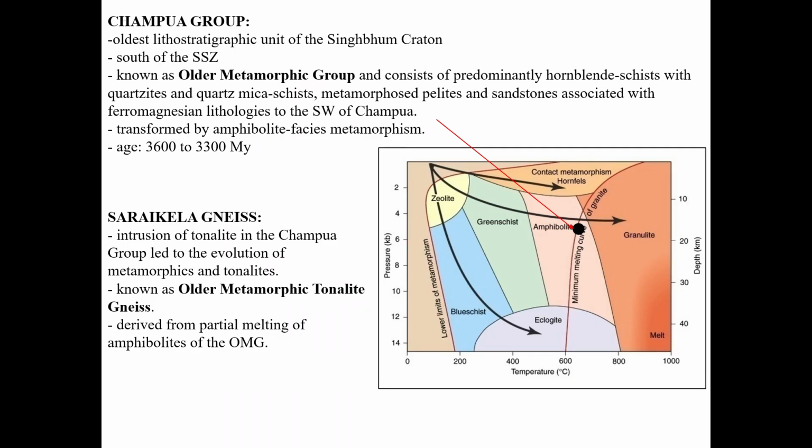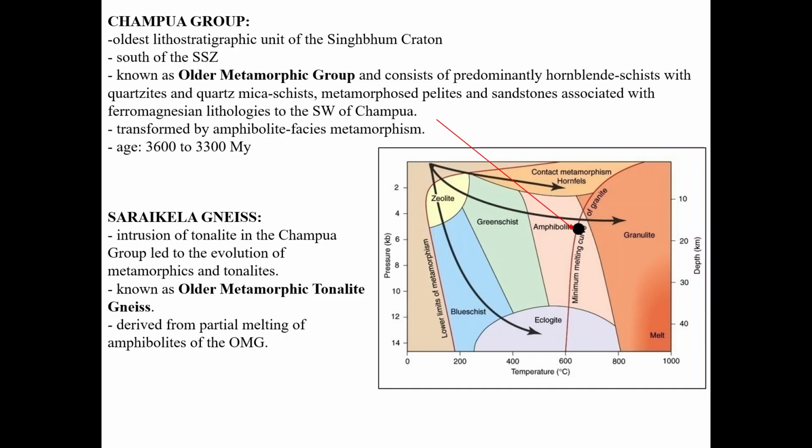Okay. So the Champua group is the oldest lithostratigraphic unit of the Singhbhum Craton. It lies south of the Singhbhum shear zone. It is also referred to as the older metamorphic group and consists of hornblende schist with quartzite, quartz mica schist, metamorphosed pelites, and sandstones associated with ferromagnesian lithologies in the Champua region. It is transformed by amphibolite facies metamorphism. Age has been given as 3.6 to 3.3 billion years.